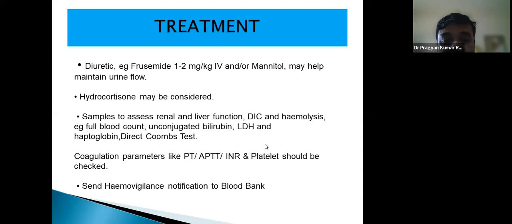Nowadays, blood banks are very active. Any sort of transfusion reaction has to be reported and assessed centrally. So you have to give a notification to the blood bank if that sort of reaction has happened.